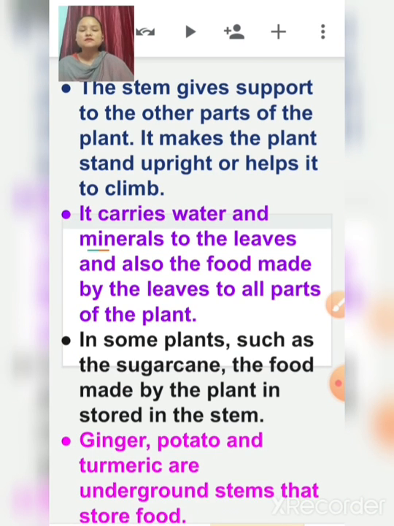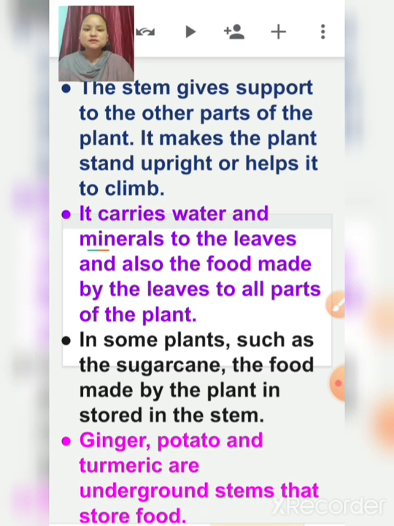Now what is the work of stem? The work of stem is to give support to the other parts of the plant, and it makes the plant stand upright or helps it to climb. It carries water and minerals to the leaves and also the food made by the leaves to all parts of the plant, okay? It doesn't only carry water and minerals to the leaves, but also the food which is made by leaves is carried by the stem to all parts of the plant.